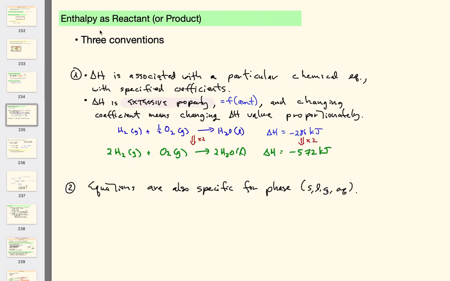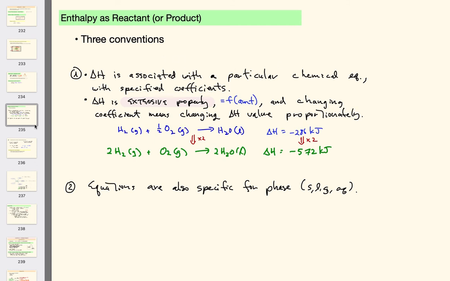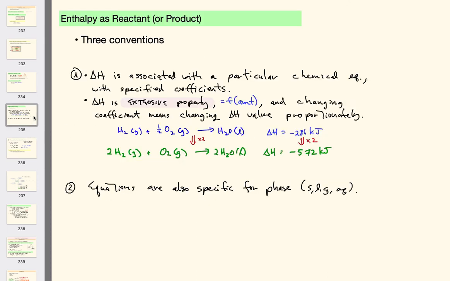Okay, let's see. Enthalpy as a reactant or product. Now we're talking about enthalpy. So there's three conventions. I'm giving you the background so you can work problem after problem after problem. Let's go through these. I dug these out of the text as three things that you need to know before you get there. The book teaches you these three things, but this on some page, and this a couple of pages later, and maybe something else in the next chapter. So let's go back. 1. Delta H is associated with a particular chemical change with specified coefficients.